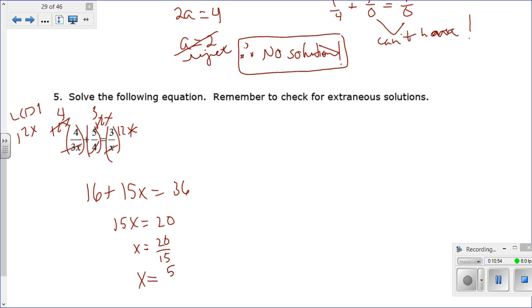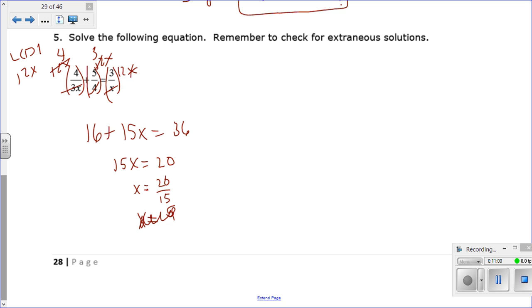And I'm going to reduce that. 5 goes into both of them, so I have x equals 4/3. This one we need to check.